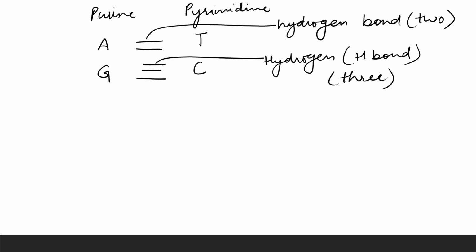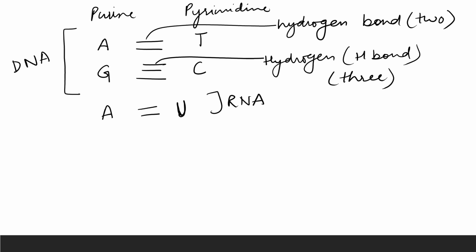So always remember, this is the case of DNA. Now in case of RNA, what will happen? A, that is adenine, will make a bond with uracil, not with thymine. So thymine is replaced with uracil, right? So this is the case of RNA. Now next thing, I hope this much is clear to you, that A will make a bond with T and G will make a bond with C, right?